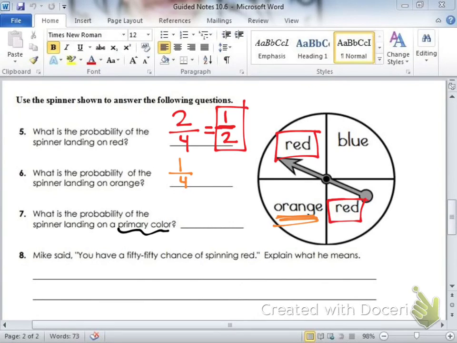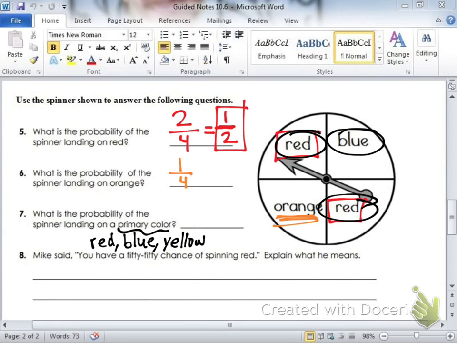What are the primary colors? Red. Blue. There's one more. Yellow. Very good. Orange is not a primary color. These are the 3 primary colors. So, any of those on the spinner? Red and blue. There's a red, there's a blue, there's another red. There's no yellow, but we still have to look for it. We have to consider it as an option.